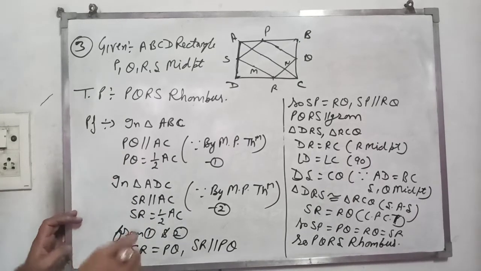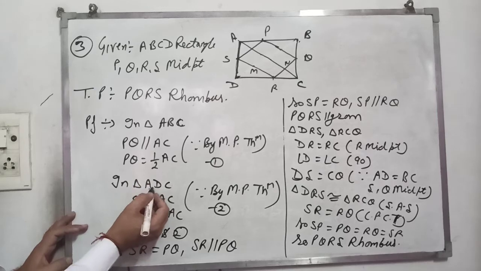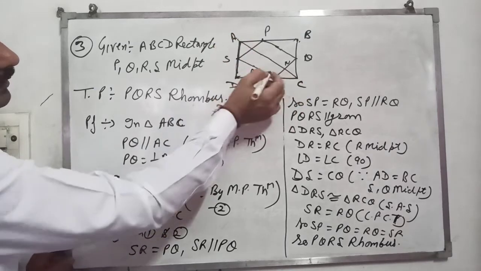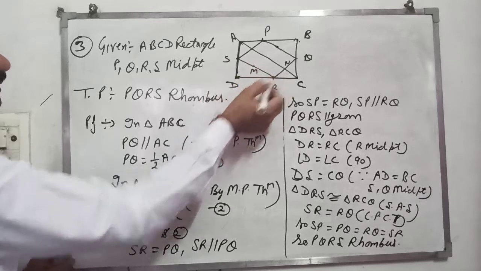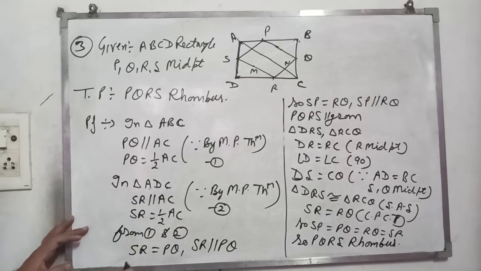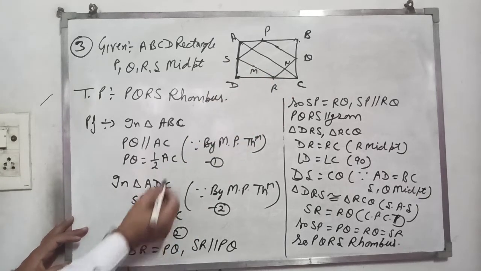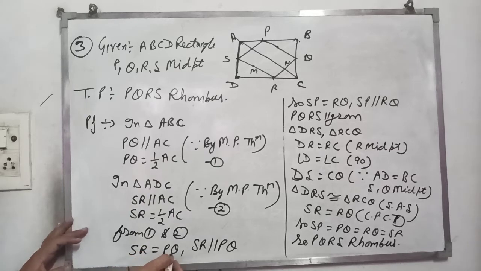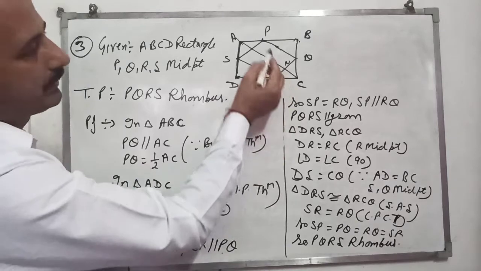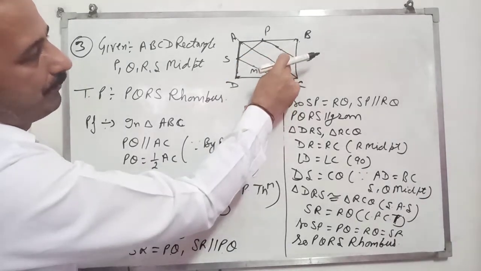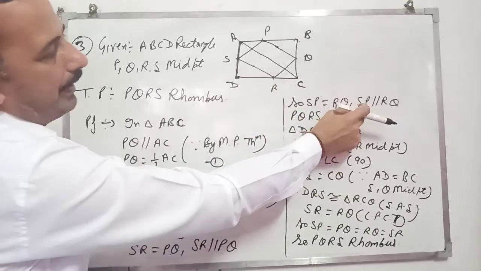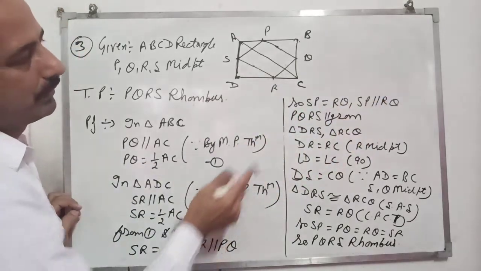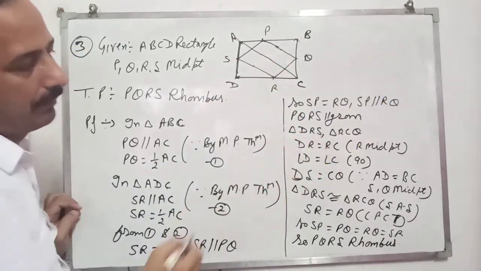Then we come to the other triangle, ADC. Here AC is parallel to SR, and similarly half of AC is equal to SR by the midpoint theorem. From 1 and 2, SR is equal to PQ and SR is parallel to PQ. Similarly, SP is also parallel to QR, and SP is equal to QR. So PQRS is a parallelogram.